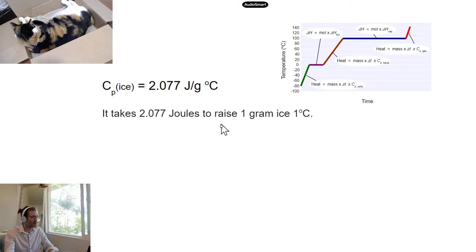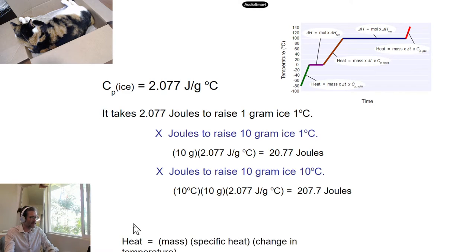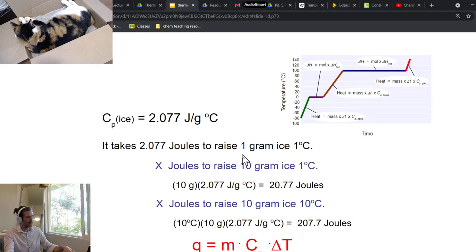Anyway, 10 grams of ice, 20.77. Anyway, so heat is equal to the mass of a sample times the specific heat times the change in temperature, which we write like this. Q equals m times C sub p times delta T. Or Q equals m cat, because that kind of looks like an A. It's not an A, but I want to keep it. It says cat. We like cats.